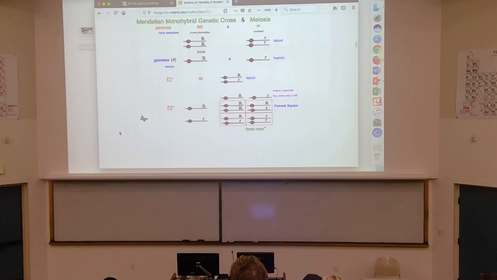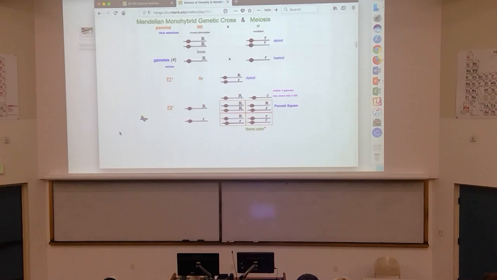You're going to separate the homologs in meiosis one, you separate the chromatids in meiosis two, and you're going to produce four gametes. So you're going to make all the gametes alike for the homozygous dominant and for the homozygous recessive. I'm only going to show one, because all of them are exactly the same.